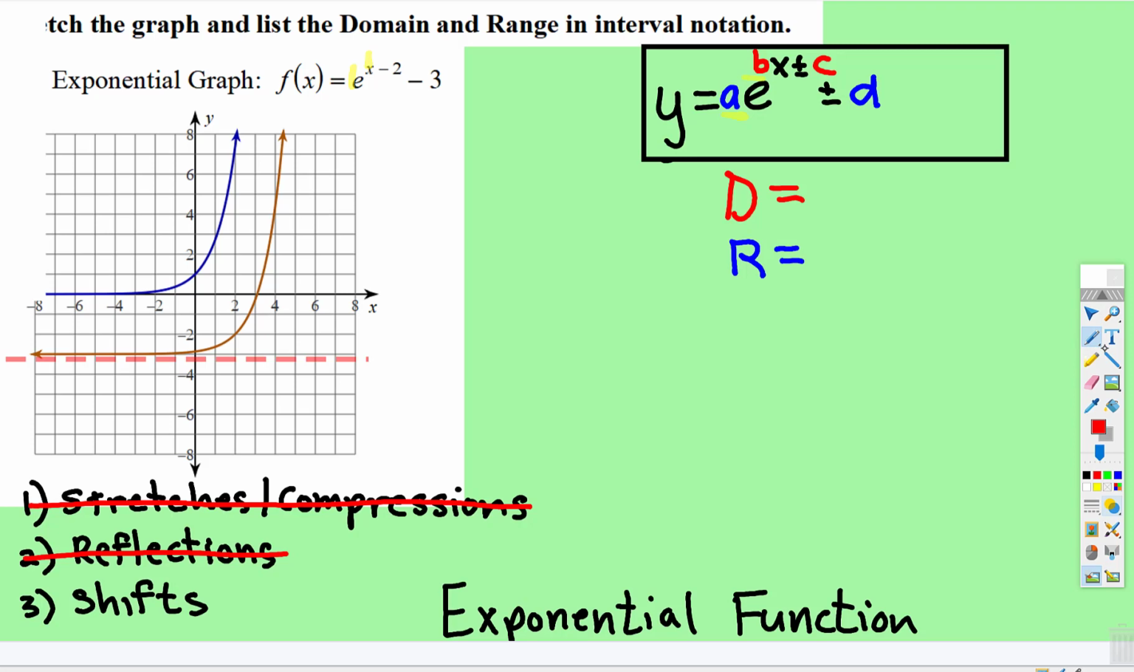For the domain and range of an exponential, regardless of how it's transformed, the domain will still be negative infinity to positive infinity, because that doesn't change. And remember, the range normally gets really close to 0 but then heads off to positive infinity. But because we shifted down 3, the closest it will get to is negative 3 without touching. That's why there's that asymptote: negative 3 to positive infinity. All right, that's it for an exponential.